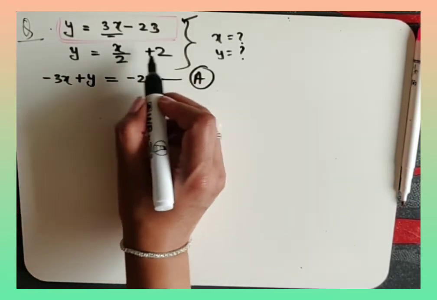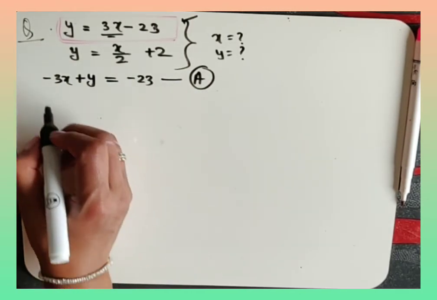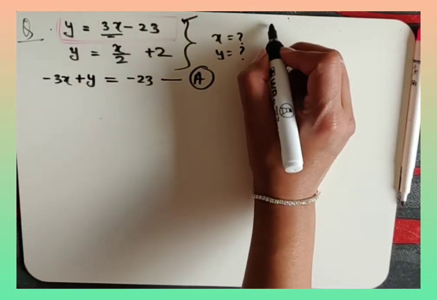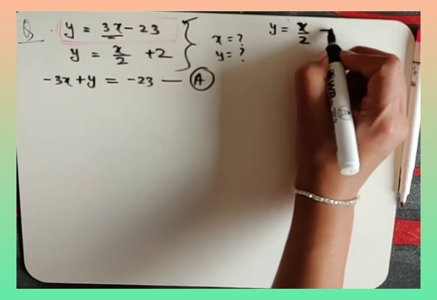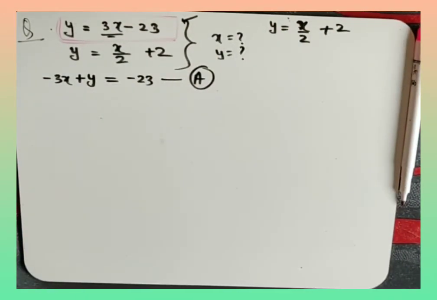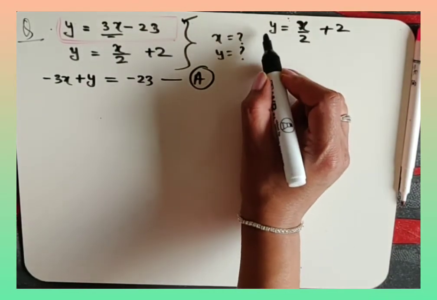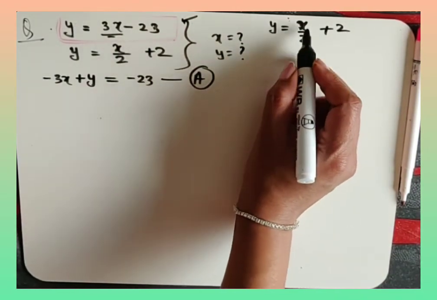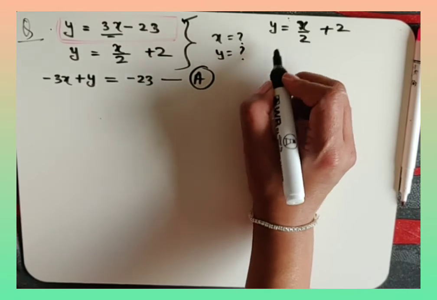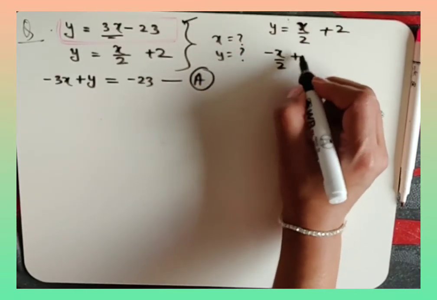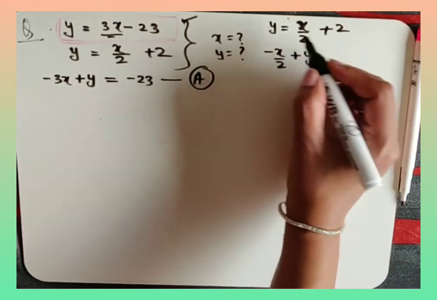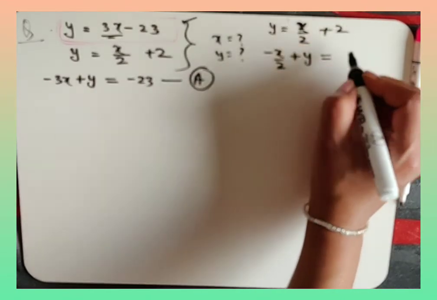Now we need to arrange the second equation. The second equation I am going to take here is y equal to x over 2 plus 2. We need x and y on my left hand side. So bring this x over 2 to this side, that will become minus x over 2, and this is plus y because we are not changing the place of y, and equal to 2 is there.